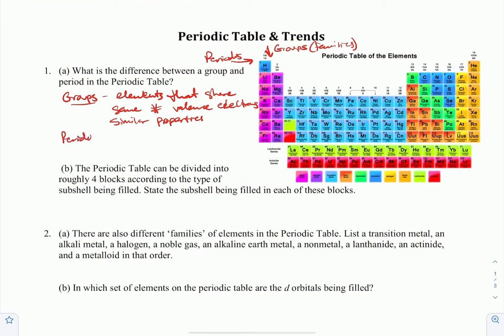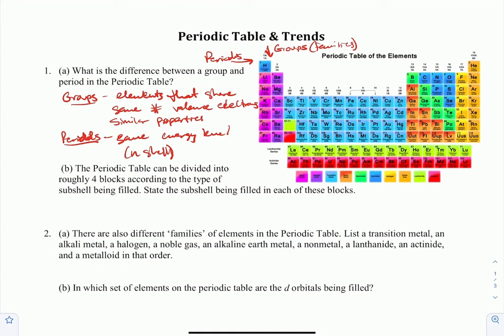Periods, on the other hand, although two elements can be in the same period, they don't necessarily have the same properties, but they always have the same energy level. So same energy level, particularly the end shell energy level categorization. Okay, so those are the main differences.